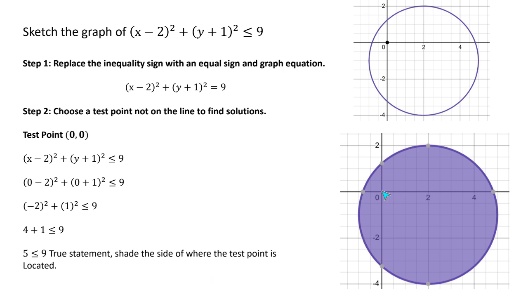So my test point is right here. So that means that I'm going to shade all of this area here. Okay, so that would be our solution, the shaded part. Now in this example, any point on the line would also be true. So those are also solutions.